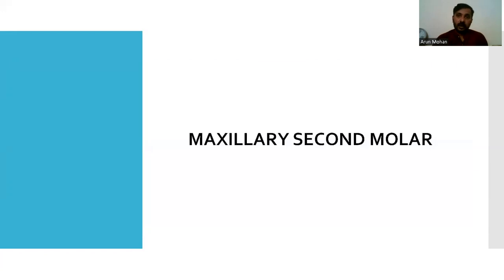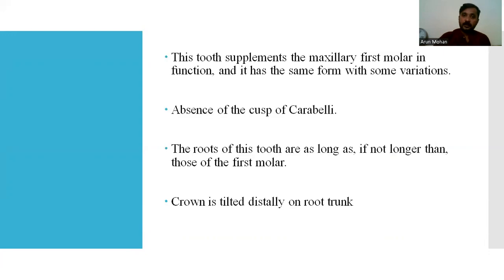Maxillary second molar differs slightly from maxillary first molar in some respects. This tooth supplements the maxillary first molar in function. It usually has similar function. Some variations: there is an absence of the cusp of Carabelli. There will be no cusp of Carabelli on the mesiolingual cusp.